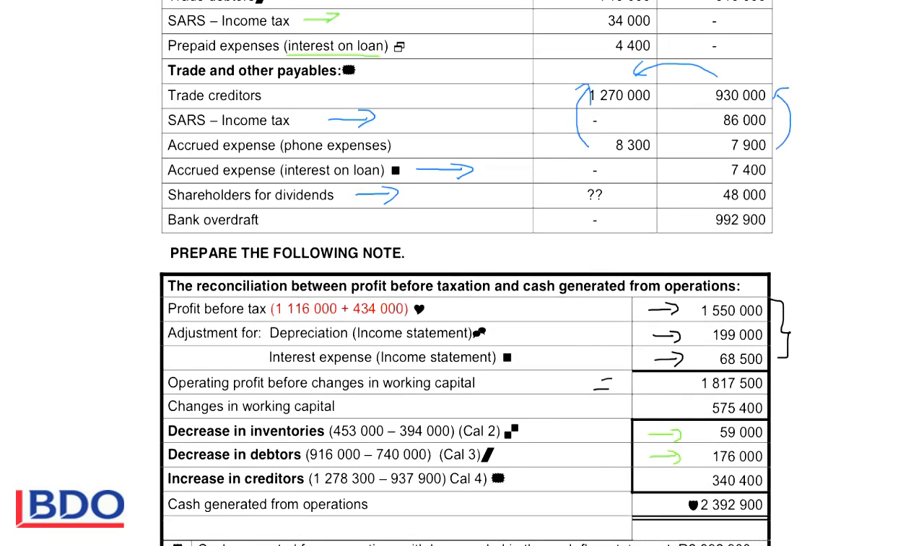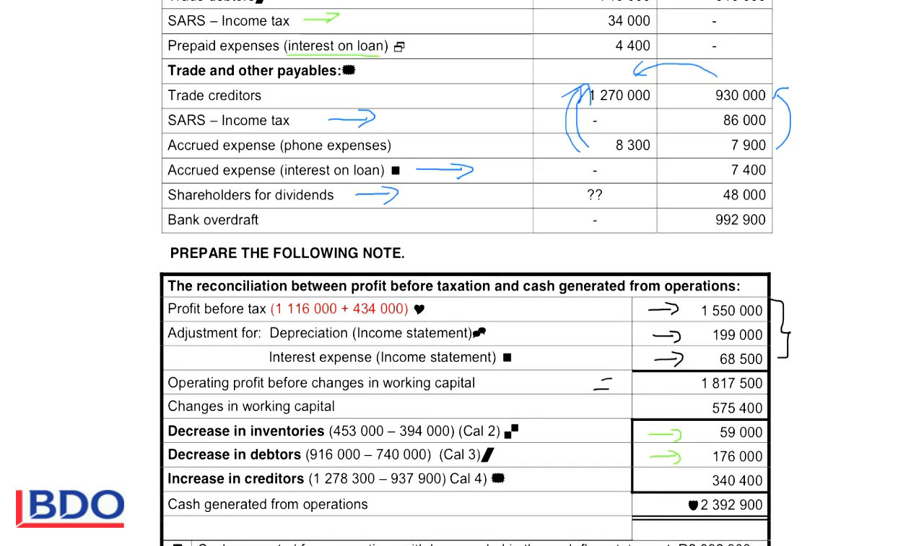So if there's accrued expense for any other expenses except interest, you will add it to your creditors figure to see what is the difference between the previous year and the current year. So I will take the 930 plus the 7,900 to see what is the figure for creditors at the end of the previous year, and I will add these two figures in the current year to see what is the effect in the current year.